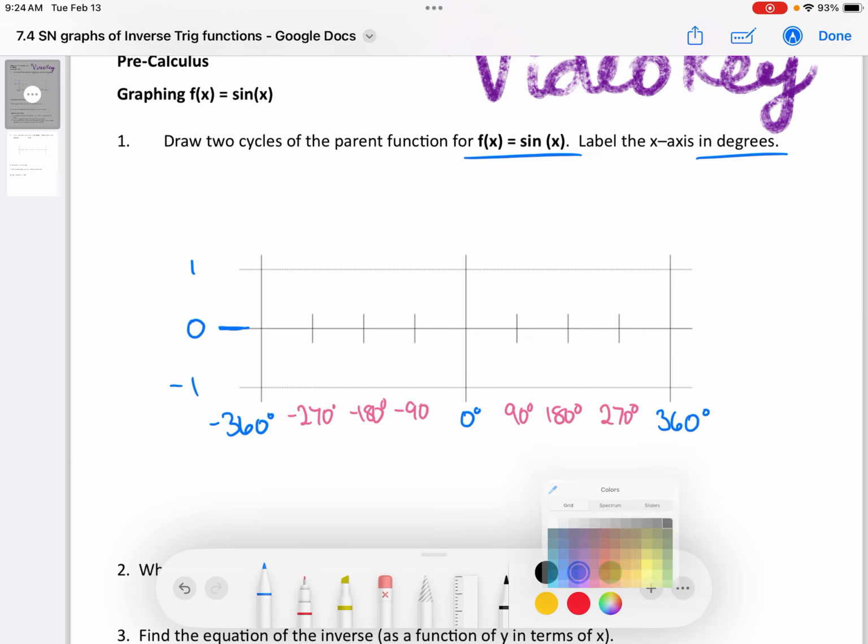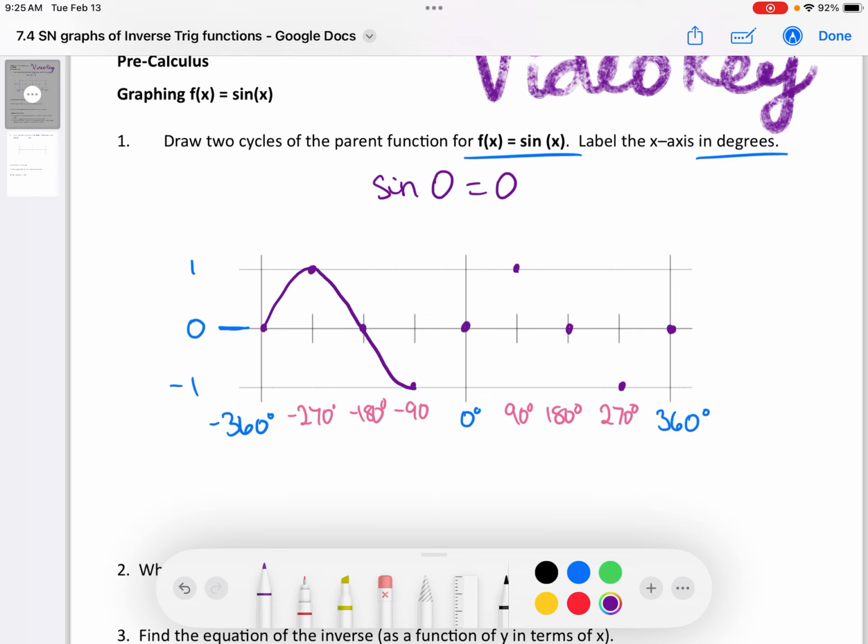And sine of 0 is 0. Make sure that fact is cemented in your brain really, really well. Sine of 0 is 0, so sine starts in the middle and goes up. So, plotting our sine function here, this is the graph of y equals sine of x. And it does keep going. We tend to draw two cycles, but it does keep going forever and ever.